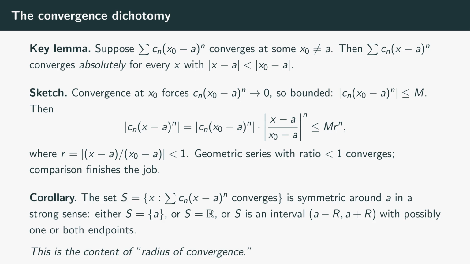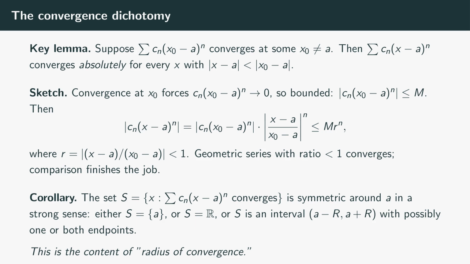Now pick x with the absolute value of x minus a less than the absolute value of x naught minus a. Write the absolute value of c sub n times the quantity x minus a to the n as the absolute value of c sub n times the quantity x naught minus a to the n times the absolute value of the quantity x minus a over x naught minus a, to the n. First factor bounded by M. Second, r to the n with r less than 1. So the absolute value of c sub n times the quantity x minus a to the n is less than or equal to M times r to the n.